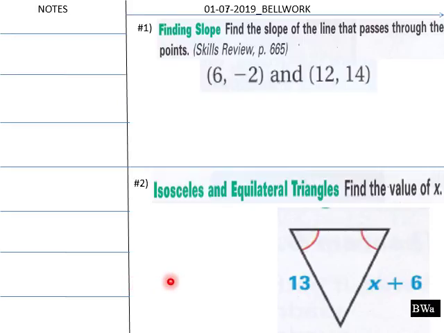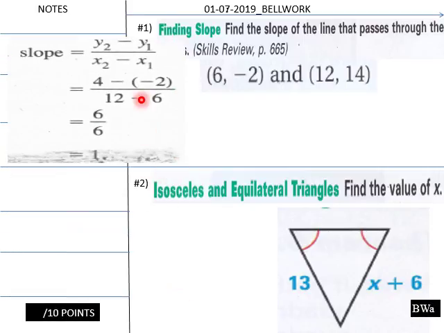Okay, welcome back for our solutions here for our bell work. 10 points. And then here would be our slope, 6 over 6, which would equal 1. Here's our formula for slope. We plug in here, and you get 1. If you didn't get this, you should be getting this, by the way.